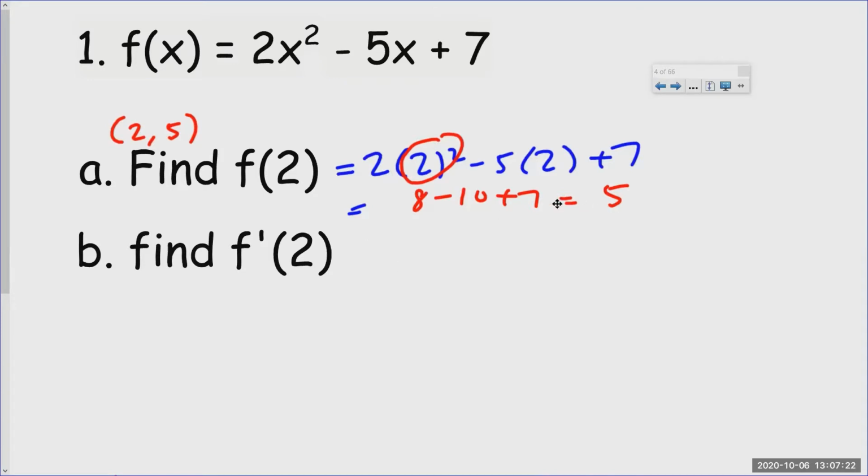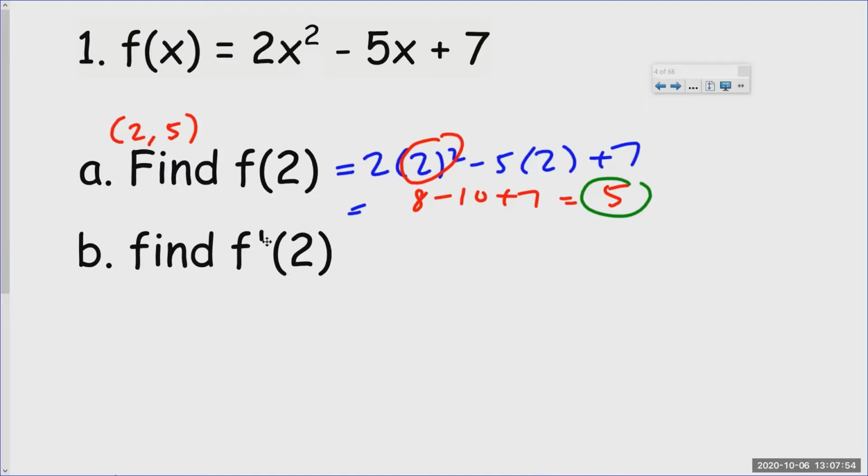Do I plug in my 2 first, so I get 5, and then the derivative of 5 is 0, right? Is that how you find a derivative and plug it in? No, no, no. First you take the derivative, and then you plug it in. You guys ready for that? Because if you plug in 2 first, then take the derivative, do you realize you'll always get 0? Does that make sense? Because the derivative of any number is going to be 0. So you always want to take the derivative first and then plug in, all right?